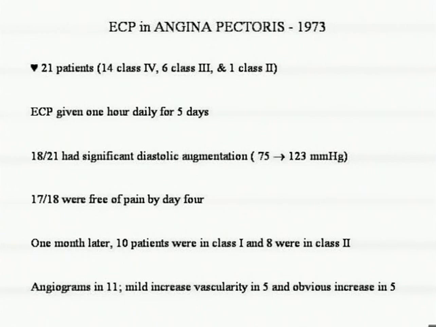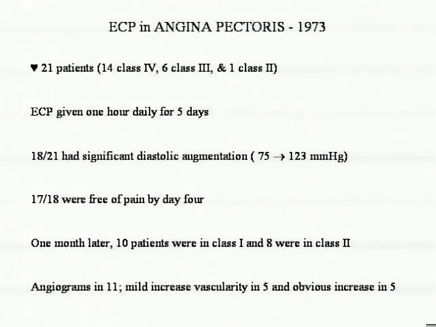One month later, 10 were in class 1, 8 were in class 2. Class 1 is you can do about anything. Maybe singles tennis and you get some angina. Class 2 means you have to go more than 2 blocks or 2 flights to have symptoms. So they improved clinically. They repeated the angiograms in 11. There was a mild increase in vascularity in 5 and an obvious increase in 5 others. So their angiograms improved and their symptoms improved.